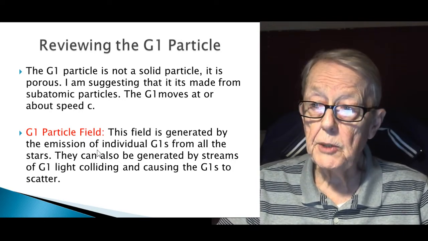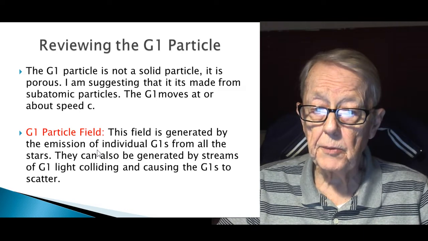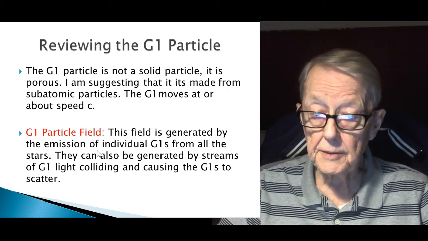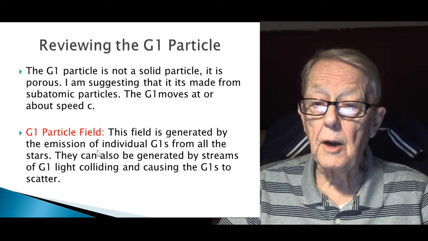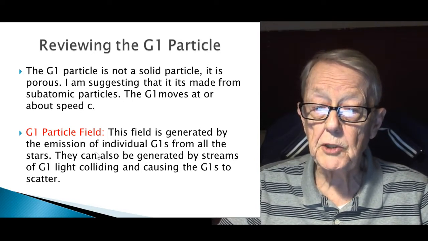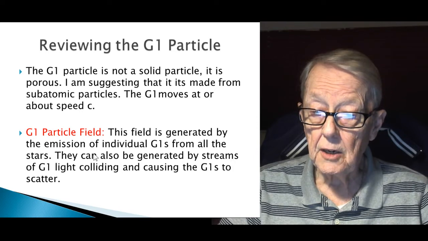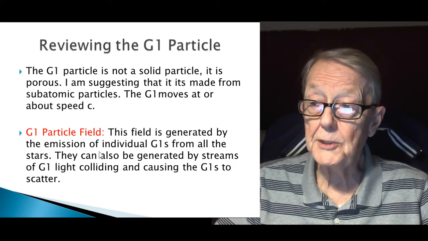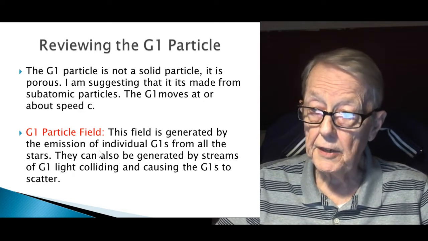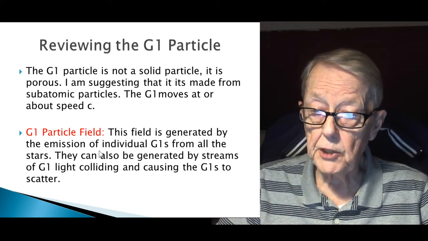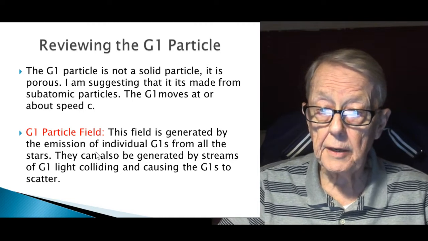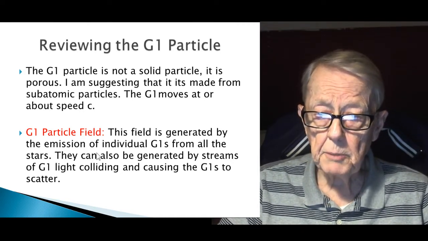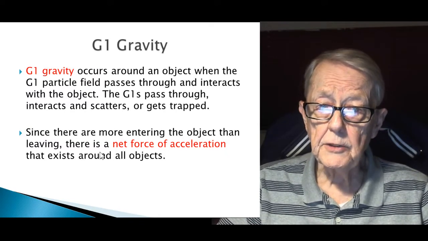I've talked about the G1 particle field. This field is generated by the emission of G1 from all the stars, including our sun. They can also be generated by streams of G1 light colliding, causing the G1s to scatter. So as light paths cross in space, you'll have the occasional hitting of G1 on G1, and they literally bounce and scatter off of each other. That's the G1 particle field.